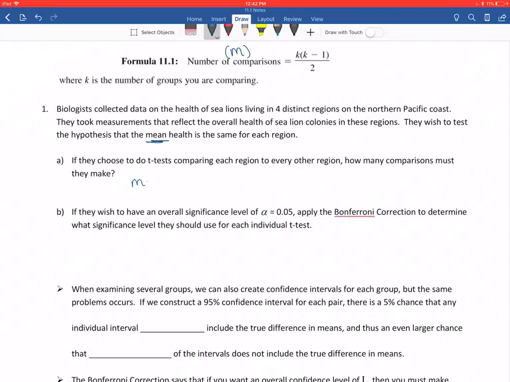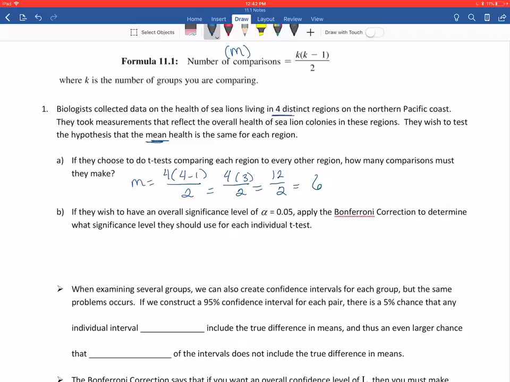So first we need to put this formula that's still showing here into play. How many comparisons? They have 4 different groups. So it'll be 4 times 4 minus 1 over 2, or 4 times 3 over 2, 12 over 2, which is 6. So they're going to have to run 6 different t-tests in order to compare 4 groups together.